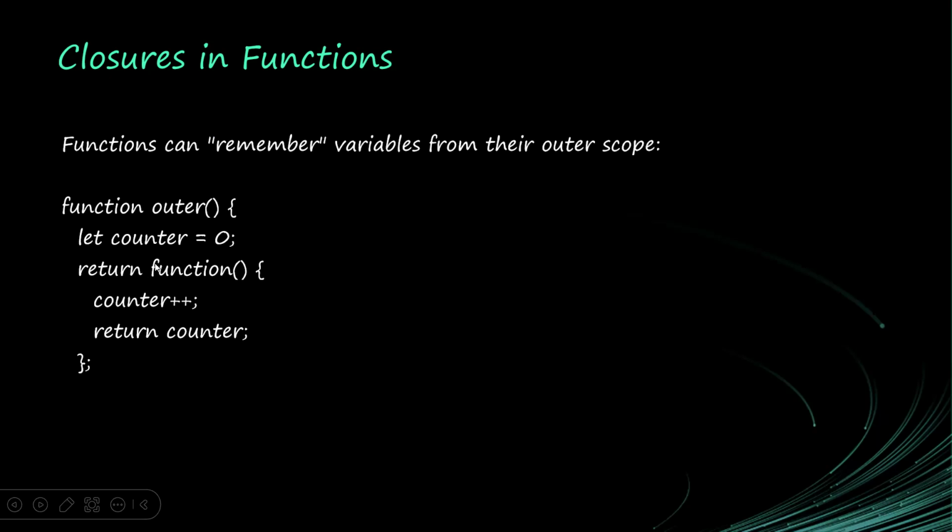So this particular function that we are returning here would always remember the counter variable here. Don't worry, it works like magic. I will show you in the next class. But understand that functions can remember variables from their outer scope. They can maintain the variables from their outer scope within their own scope.